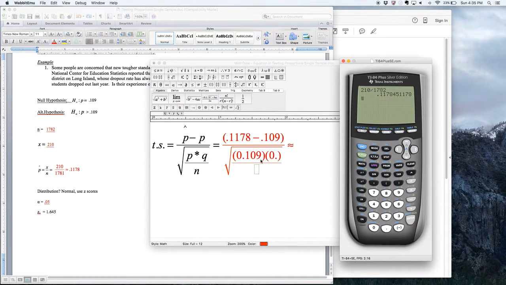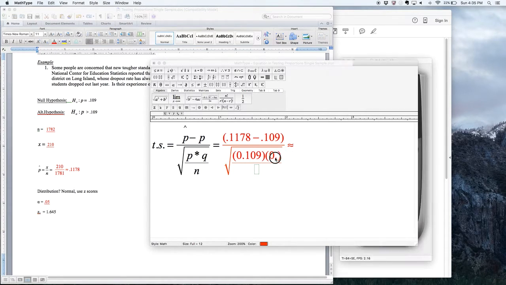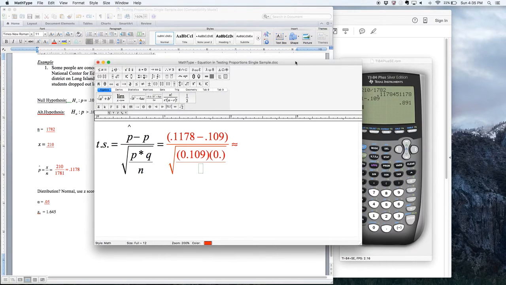So remember, p and q have to add up to 100% or 1. So if you take 1 and subtract off 0.109, in other words, if the national average is 10.9%, those are the kids that drop out, then what about the ones that don't drop out, the ones that actually graduate? All right, that's 0.891. It's almost 90%, obviously. So what's going on here? These are the people that say no to the question. Like, no, I didn't drop out. So this is 0.891 divided by the sample size, which was 1,782.